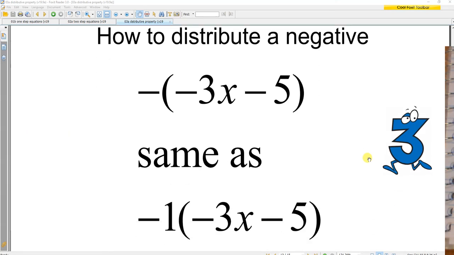I'll do this one on the screen. So this is a negative jumping over and hitting a negative. A negative times a negative is a positive. This is a negative jumping over and hitting a negative. A negative times a negative is a positive.